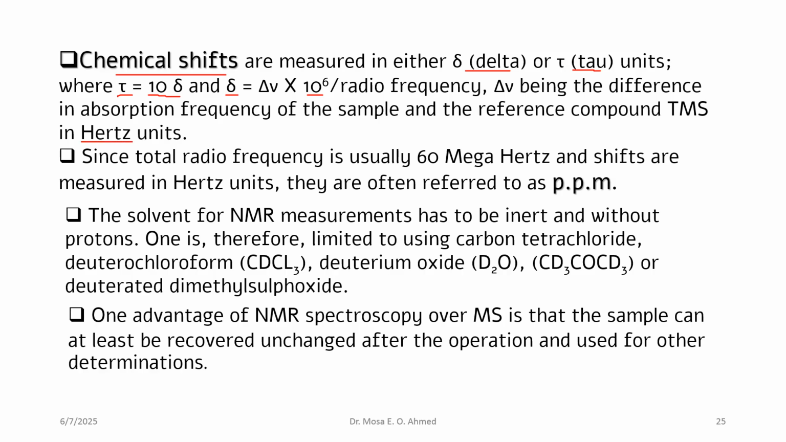Since the total radio frequency applied in the NMR apparatus is usually 60 megahertz, and the shift is measured in hertz, the chemical shift is referred to as ppm, or delta. You say delta or tau or ppm, and here ppm means parts per million, which means megahertz is equal to 10 to the power 6.